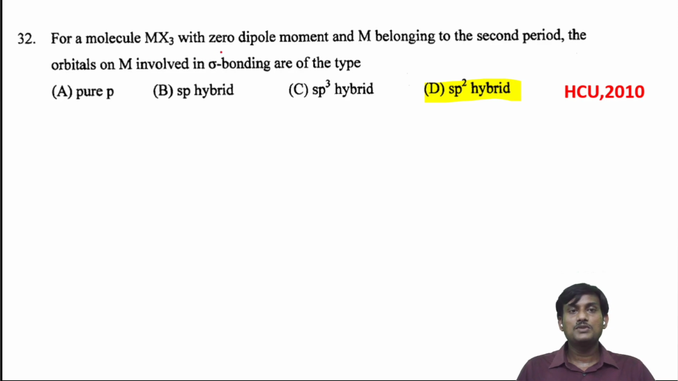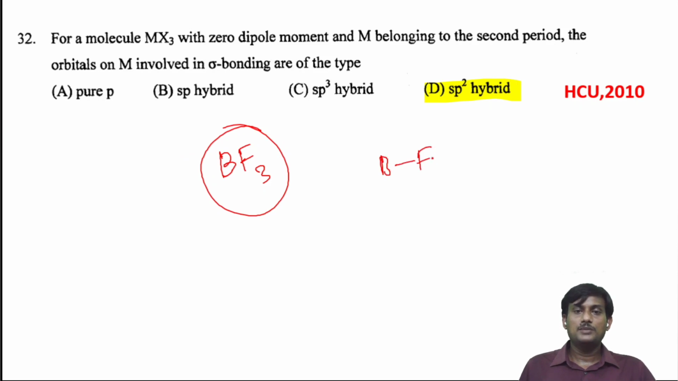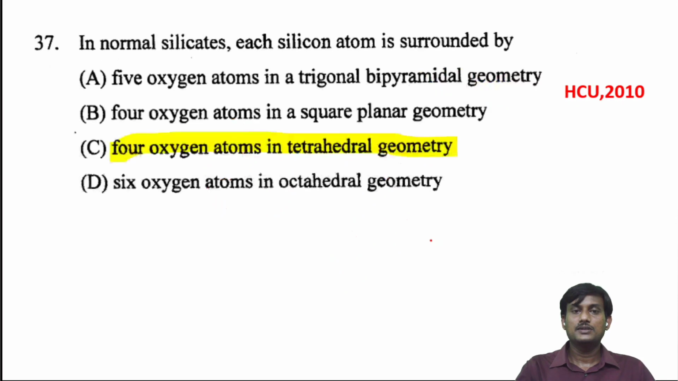For a molecule MX3 with zero dipole moment and M belonging to the second period, the orbitals on M involved in sigma bonding are of the type of. We can take the second period, zero dipole moment. Let's take boron and BF3. Here the net dipole moment is zero, so the molecule is similar to BF3, and we know the hybridization of BF3 is sp2.